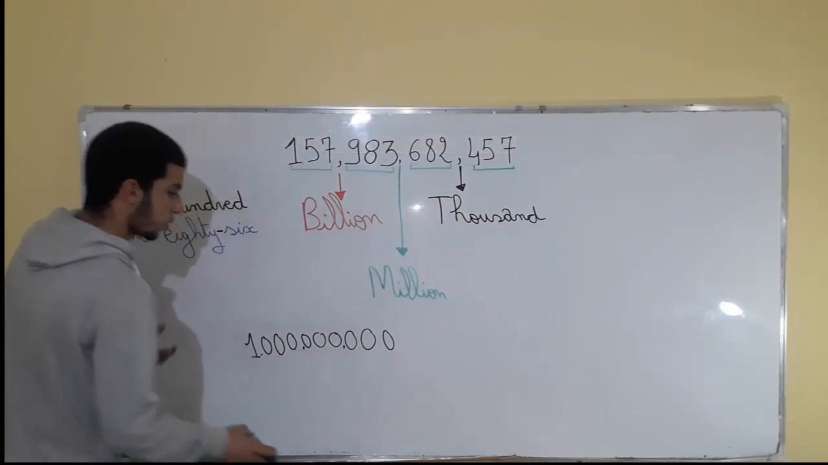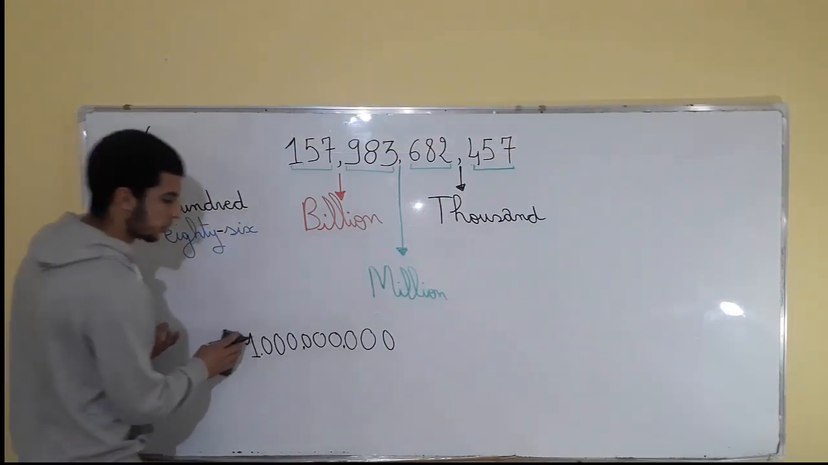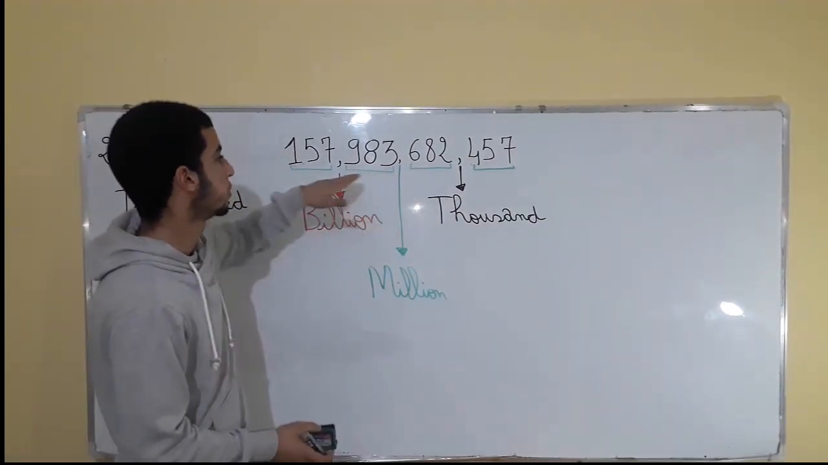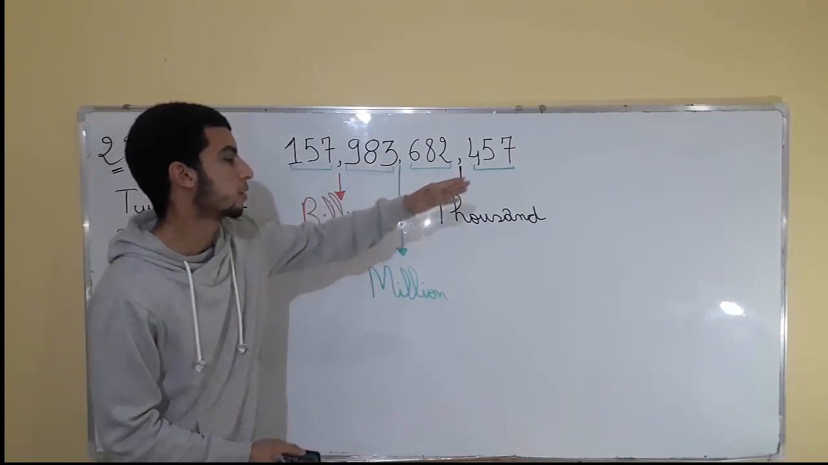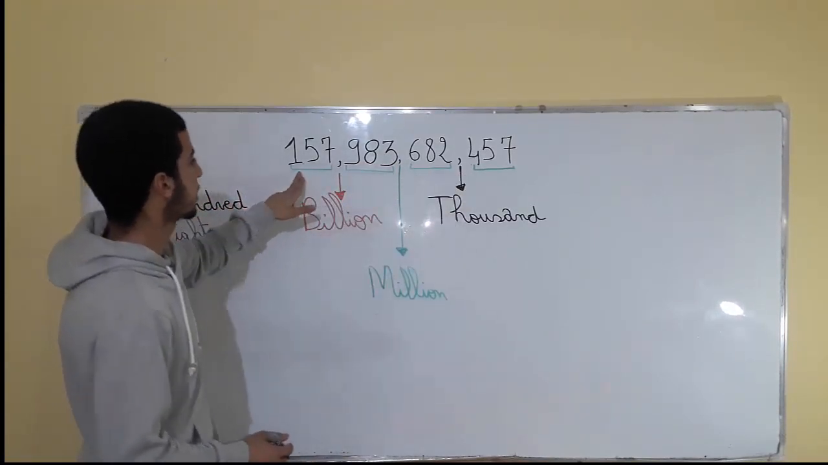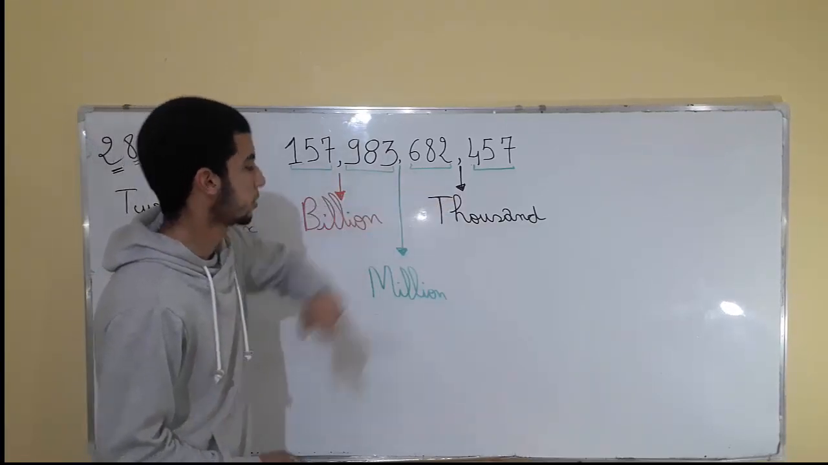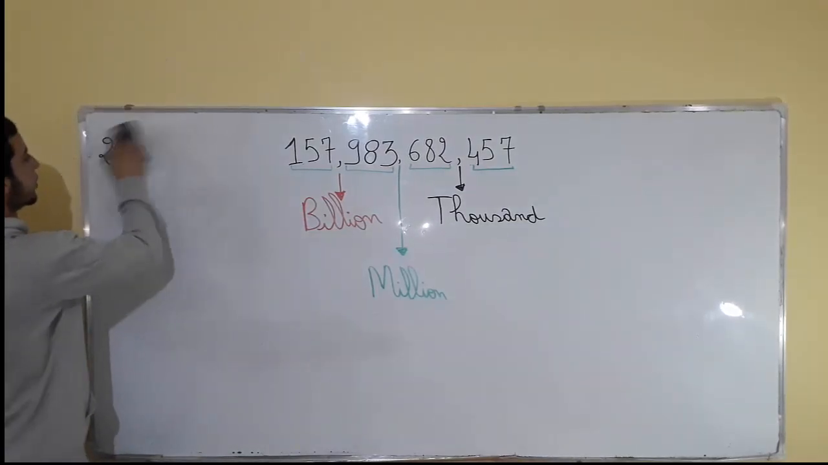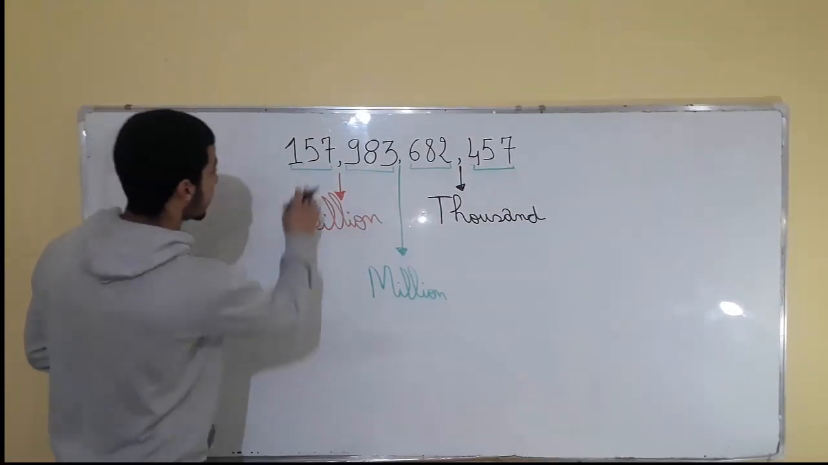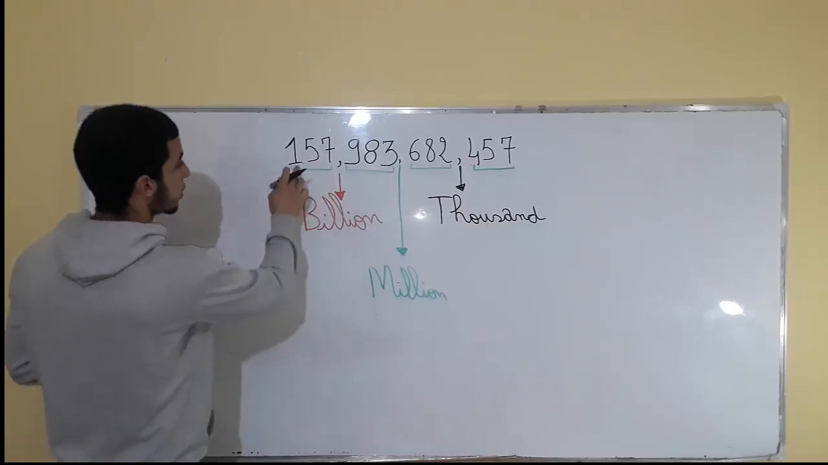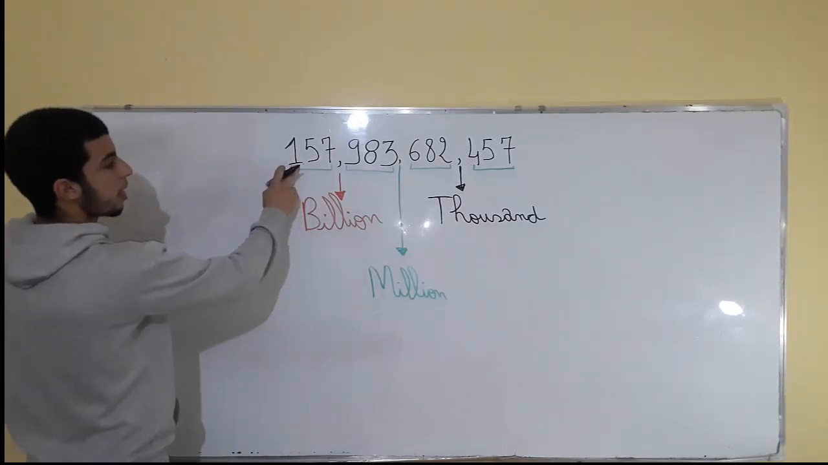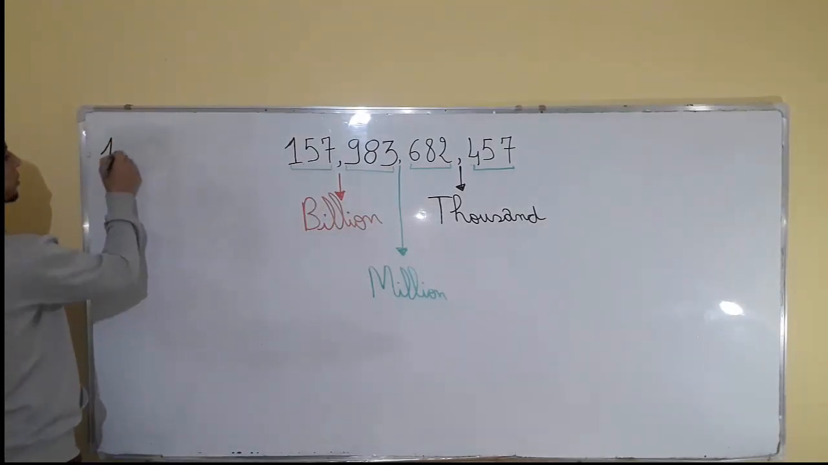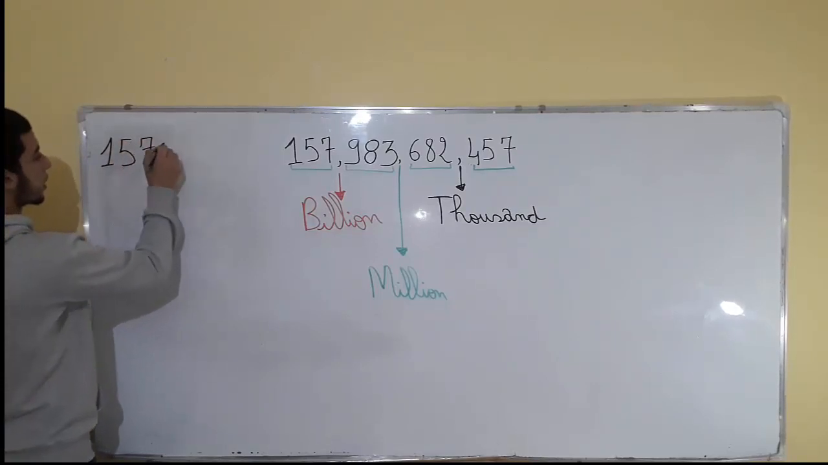Great. Now, what we are going to do is that we are going to divide this number into small parts, or a group of 3 numbers, just like this. So let's give it a try here. So here we have, let's start with this number. So we say 157. So we write it like this.